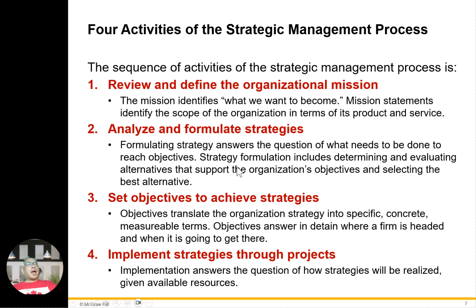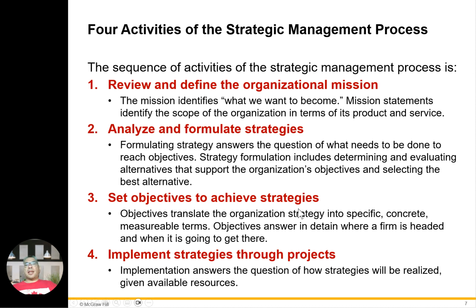Number two, analyze and formulate strategies. Strategies answer the question of what needs to be done on each objective. Strategy formulation includes determining and evaluating alternatives that support the organization's objectives and selecting the best alternative. Number three, set the objectives to achieve the strategies.